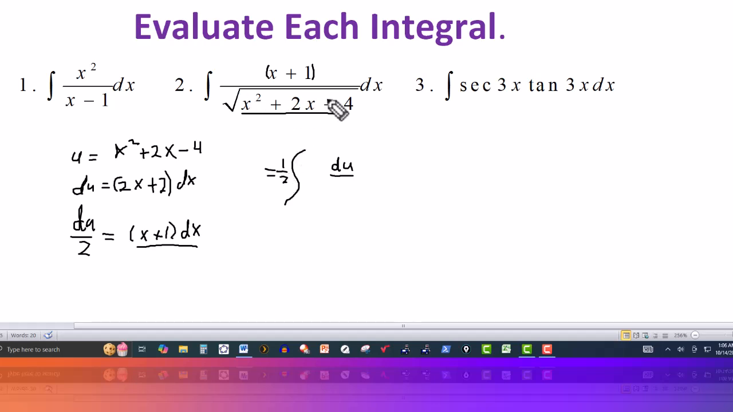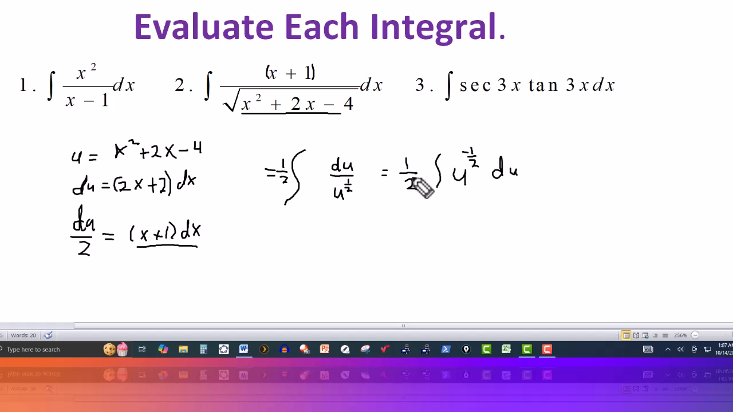And then I have the square root here, this expression, but that's just u. Just to make it easier, instead of writing a radical, I'm just going to write it to the 1/2. So that's the same thing as this right here, where u equals x squared plus 2x minus 4. So then I take the u to the 1/2 to the numerator, that becomes u to the negative 1/2. And that's the simple integration. We add 1 to the negative 1/2, we get 1/2.